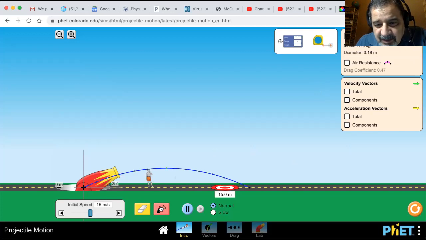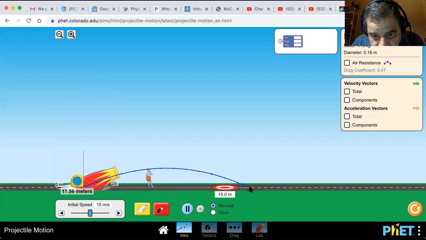And there's the trajectory. And let's measure this. Let's put it right over the crosshairs. First of all, I'm going to change that 20 degrees to 25 degrees, since that's the lowest we can go. And the measurement says 17.56 meters. Now I'm going to raise it to 30 and fire.